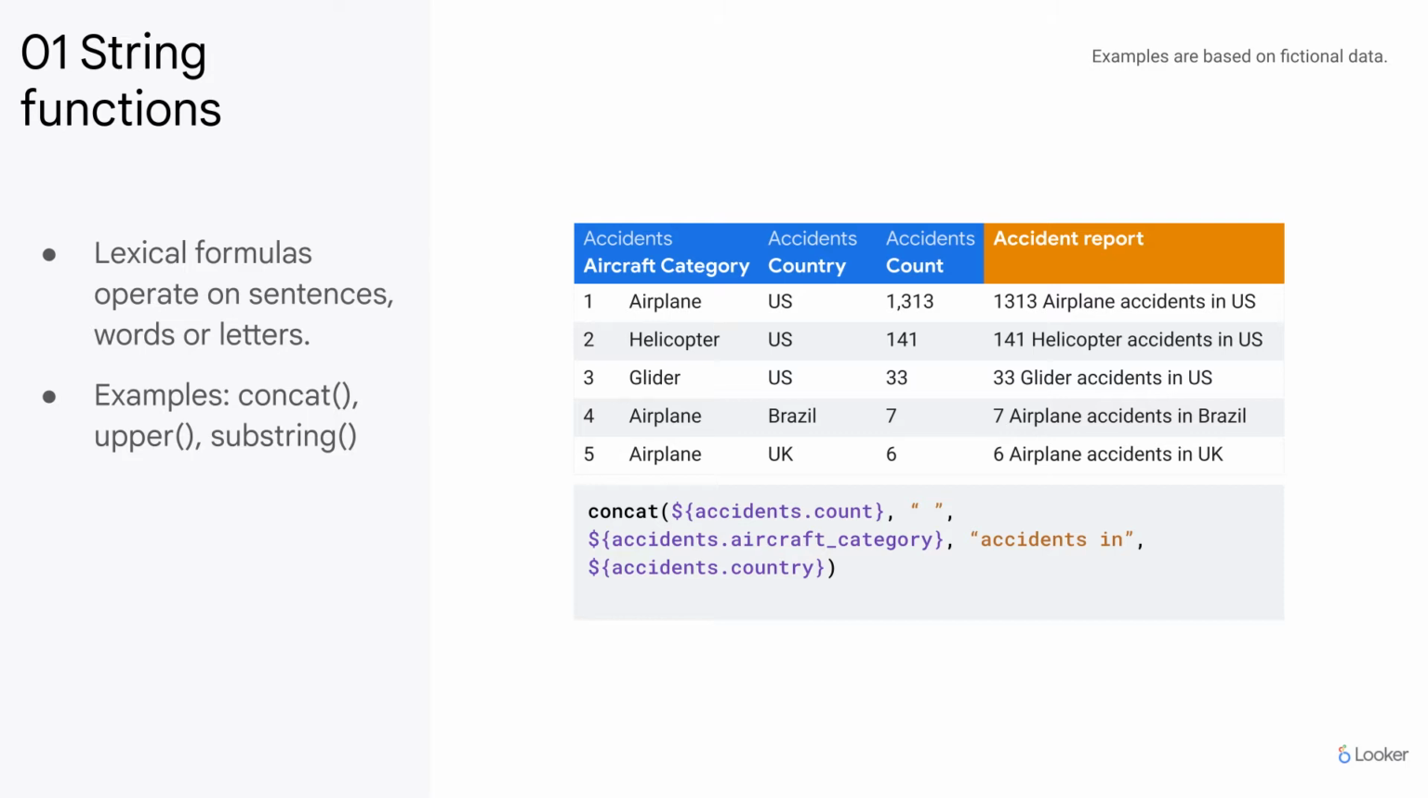To make the table easier to interpret, you can concatenate the values from these 3 fields with some additional text and create a nice user-friendly sentence in a new field called accident report. In your final visualization, you could then hide aircraft category, country, and count, and simply display the user-friendly sentence in the accident report field that you created with the table calculation.